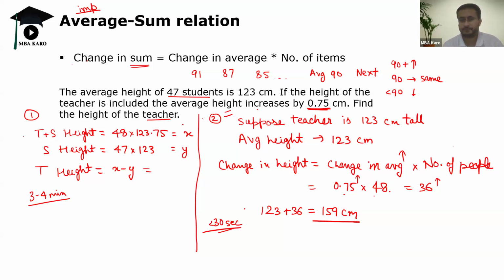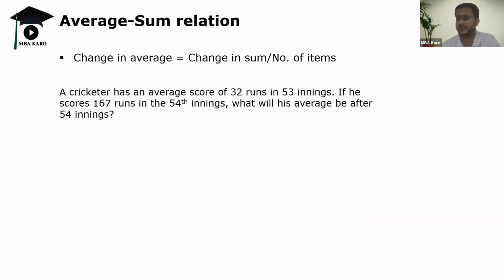That is again average sum relation, in which you need to find the change in average. So you have to find the average in this case. Now change in average is change in sum upon number of items. So we said average is sum upon number of items. So change in average is change in sum upon number of items. So whether it is increase or decrease.